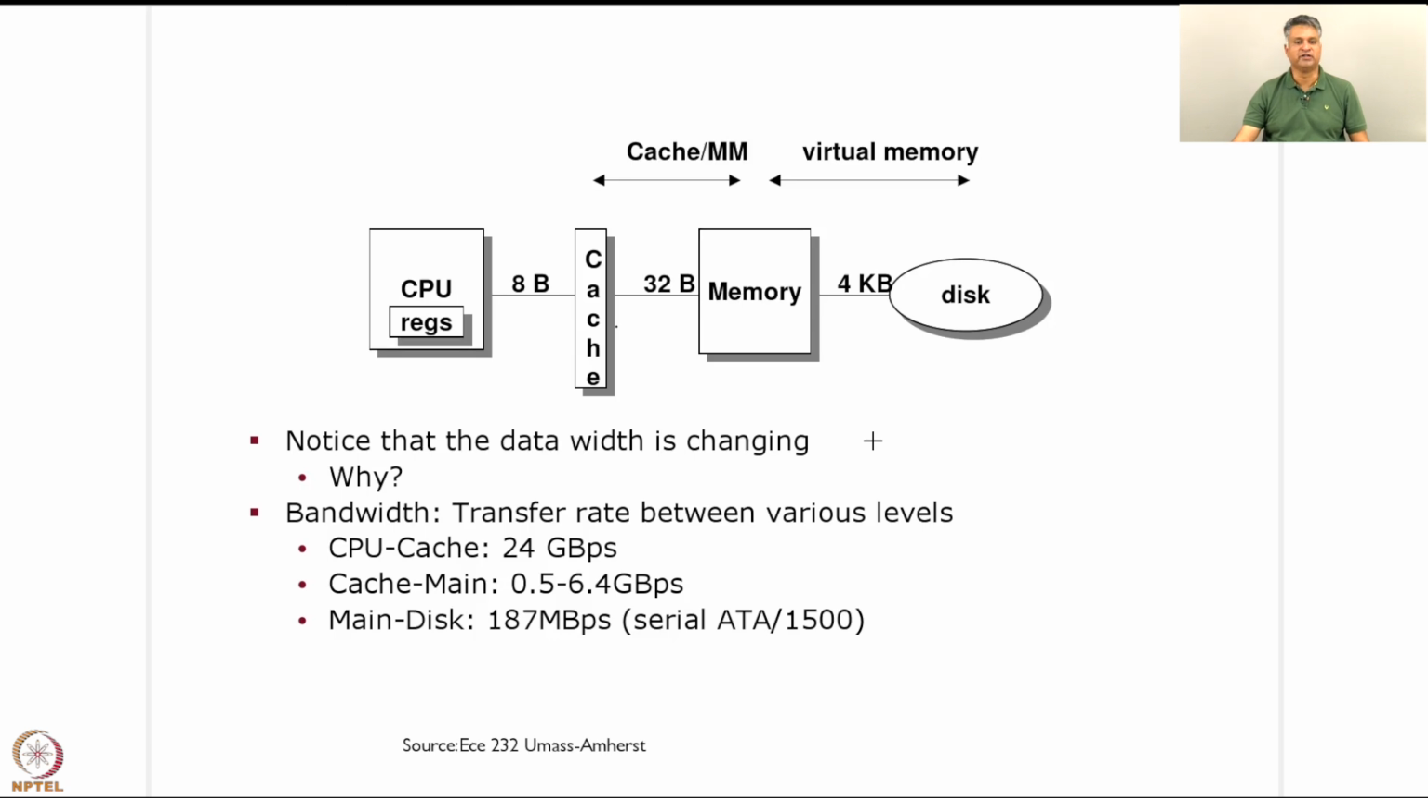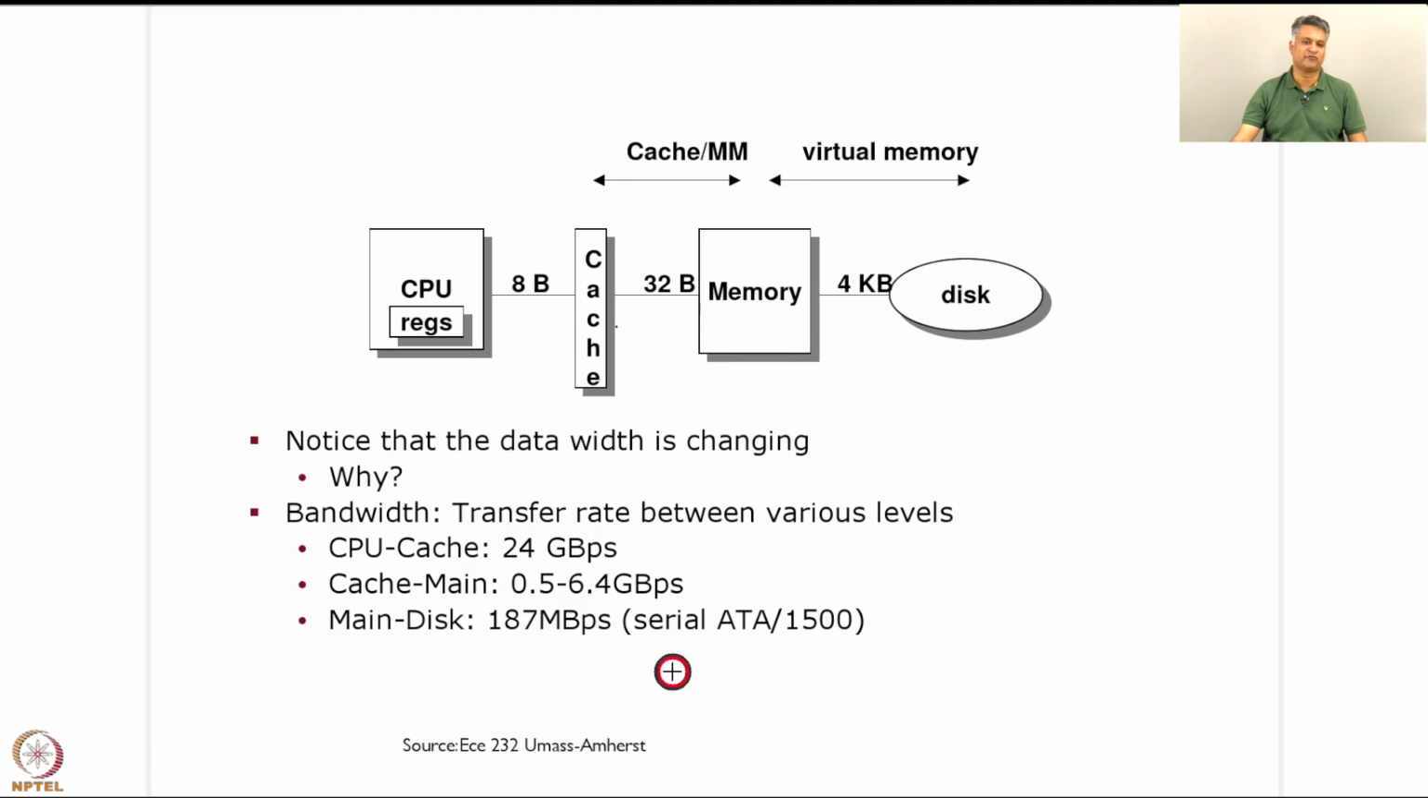We also notice one more thing, which is the transfer rates between the various levels. Data is transferred fastest between the CPU and the cache, and typically this is of the order of a few gigabytes per second. Data is also transferred reasonably fast between cache and main memory, though it is usually at a fraction of the rate of CPU to cache. From the memory to the disk, however, that is typically extremely slow.